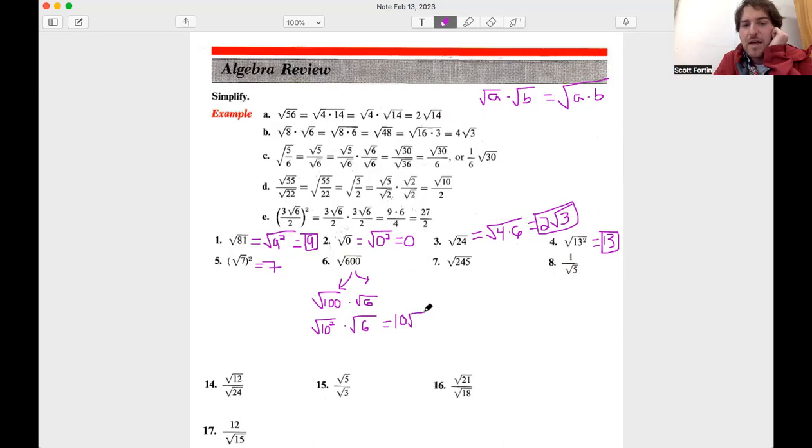So you see there that simplification just makes the numbers smaller. It's easier. We can do more stuff with math if our numbers are small. 10 times root 6. Well, I don't have to deal with stuff in the hundreds places here.